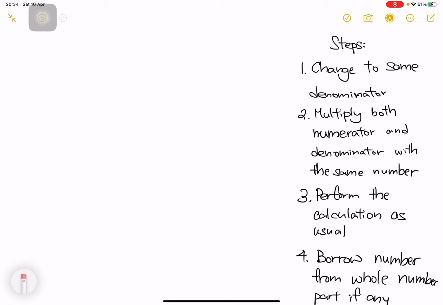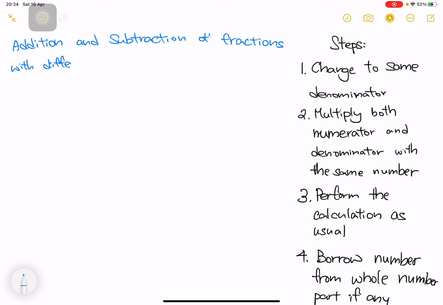Today I'm going to talk about the addition and subtraction of fraction with different denominator. As you have learned the addition and subtraction of fractions with the same denominator before, today I just go through how can we do the addition and subtraction of fraction with different denominator by using the steps here.